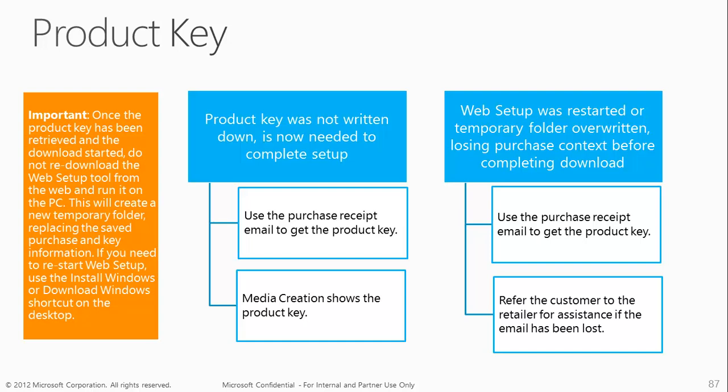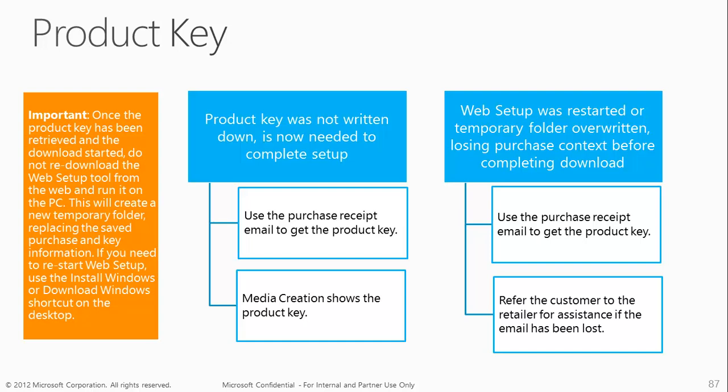So next, we're going to be talking about the product key. As you see from the note here, once the product key has been retrieved and the download started, don't re-download the web setup tool from the web and run it from the PC. This would create a new temporary folder, replacing the saved purchase and key information. If you need to restart web setup, use the Install Windows or Download Windows shortcut on the desktop.